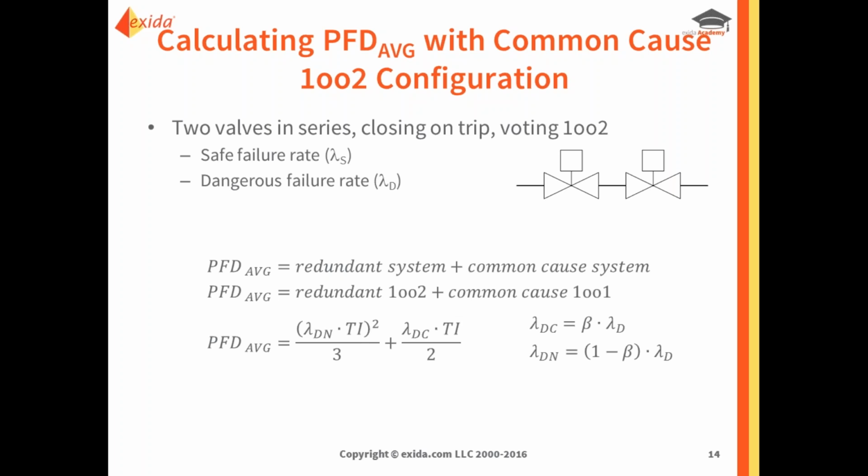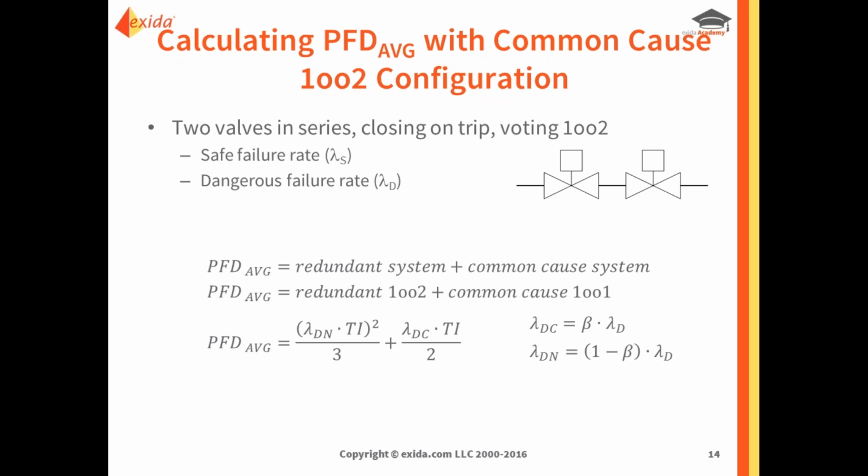When we calculate the probability of failure on demand, the equation that we will use to calculate that probability of failure on demand is going to consist of 2 separate terms.